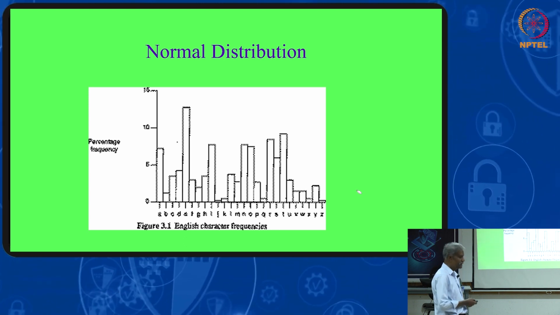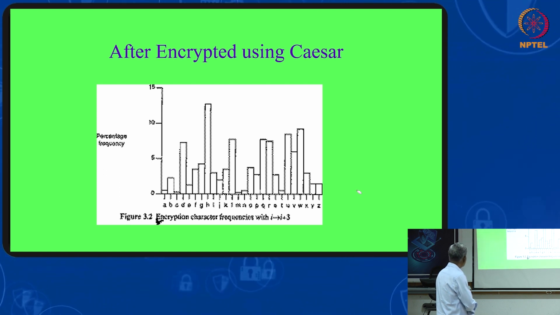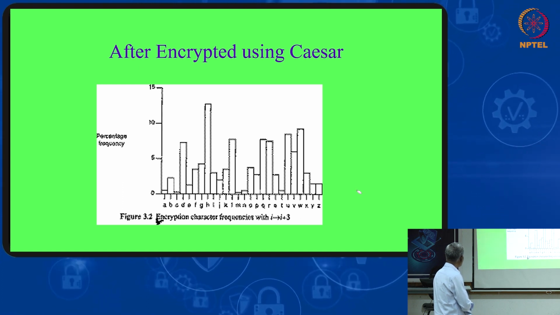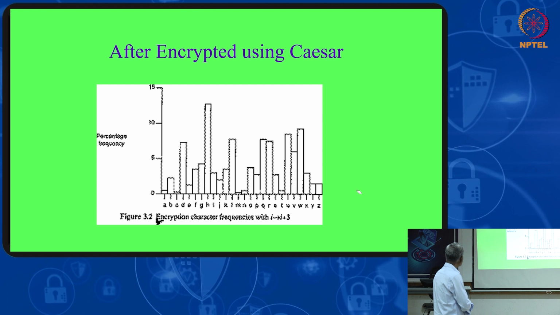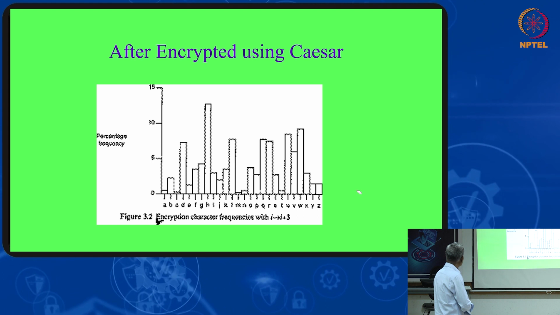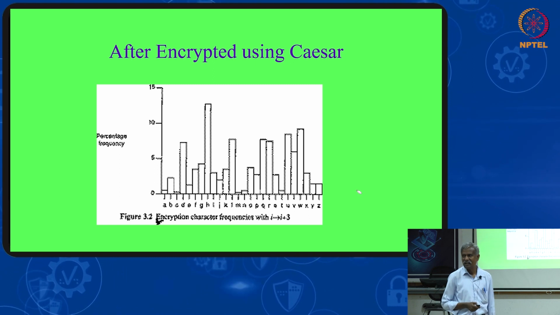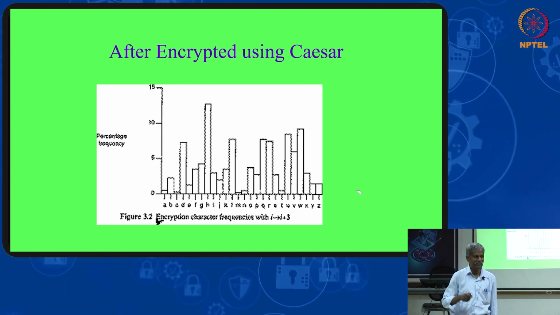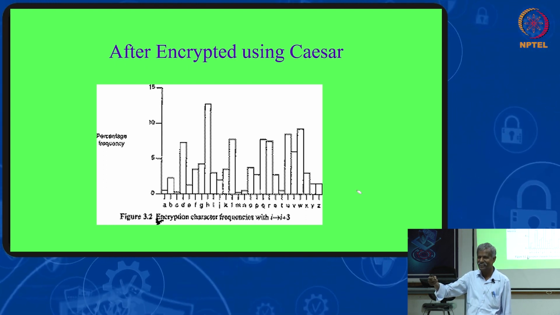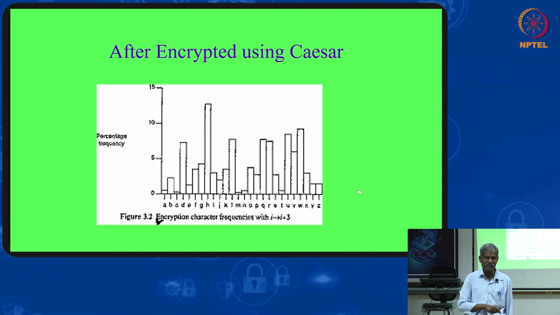But after applying Caesar cryptography, E is not having the tallest bar. It is H. E, F, G, after that H. H is having the tallest bar. They understand that E is transformed to H. This is the method of doing analysis. This is called cryptanalysis.